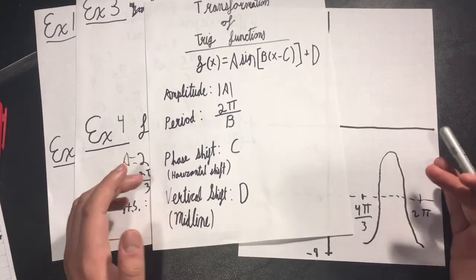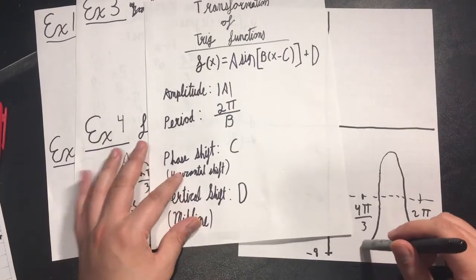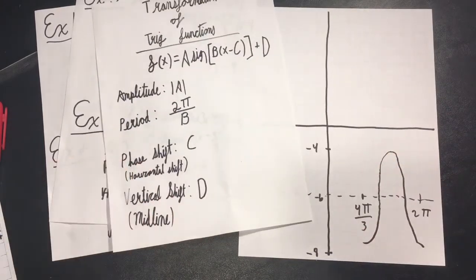And all sine and cosine functions are periodic, so you would just continue going if you wanted to draw multiple cycles.